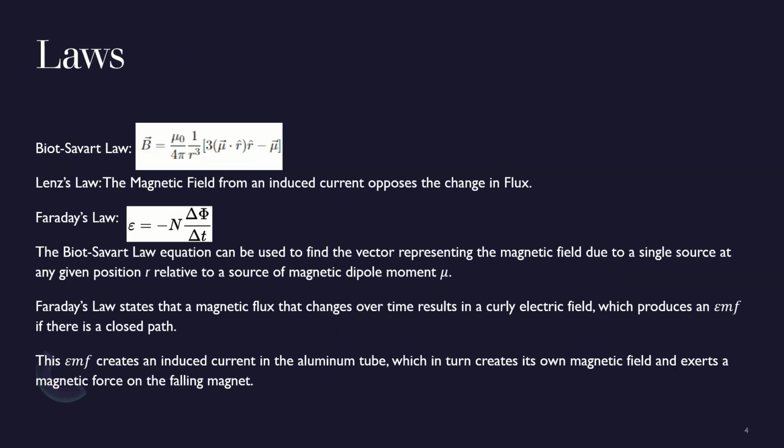The laws most relevant to this lab are the Biot-Savart law, which is used to find the magnetic field vector at any given position caused by a single source, Faraday's law, which states that a magnetic flux that changes over time results in a curly electric field and thus an EMF, and Lenz's law, which states that the resulting magnetic field will oppose the change in flux.